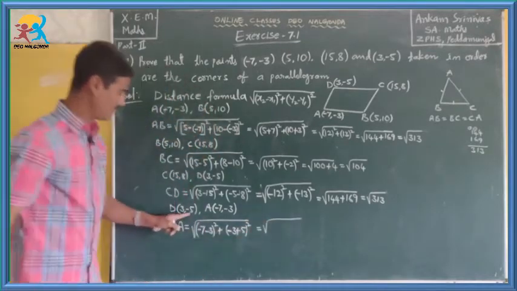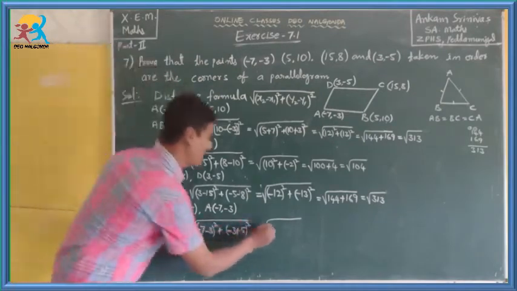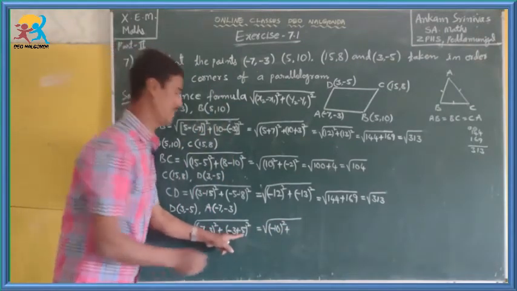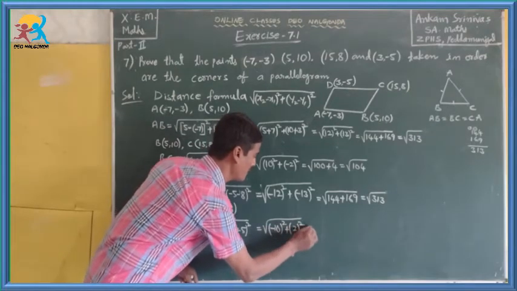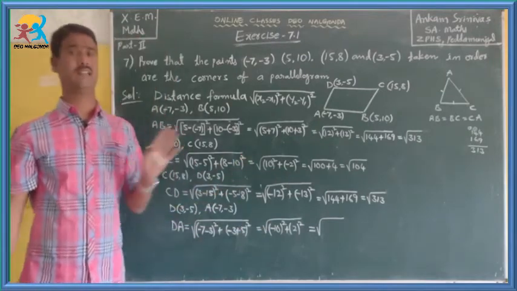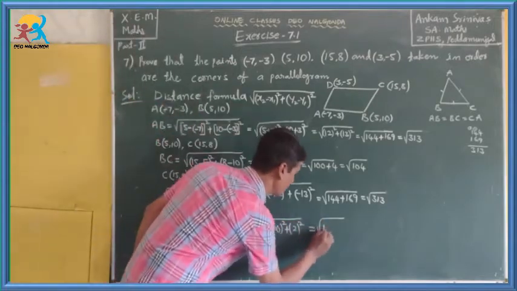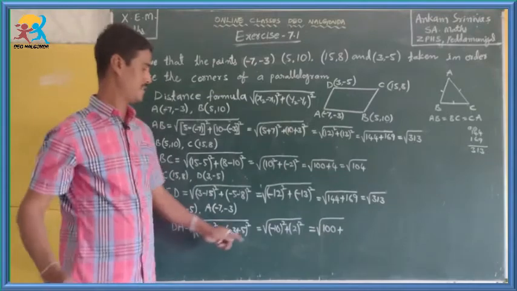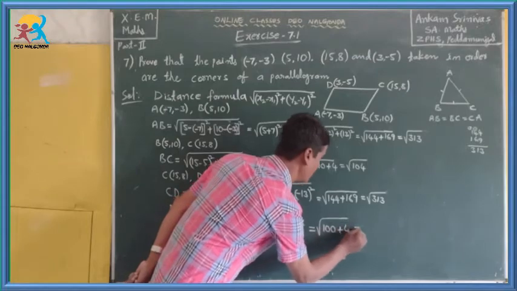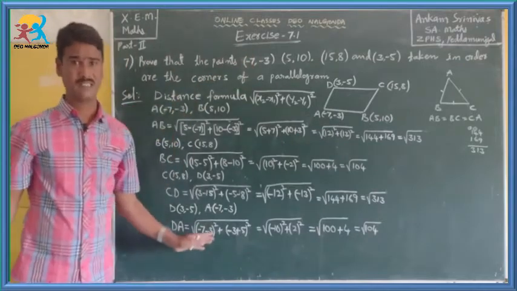Square root of, now, minus 7 minus 3. Sum of negative numbers is always a negative number. Minus 10 whole square plus minus 3 plus 5, we will get 2 whole square. Then what is minus 10 whole square? Minus 10 into minus 10, minus of minus is plus, 10 tens are 100. Plus 2 square, 2 into 2, how much? 4. We will get 104.